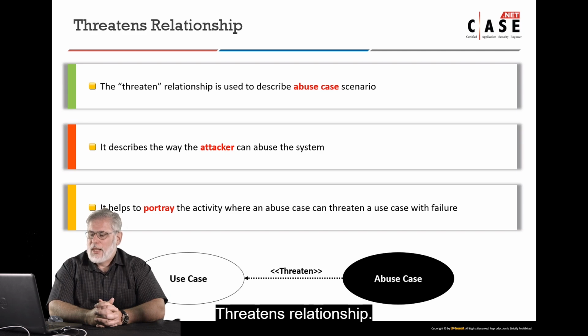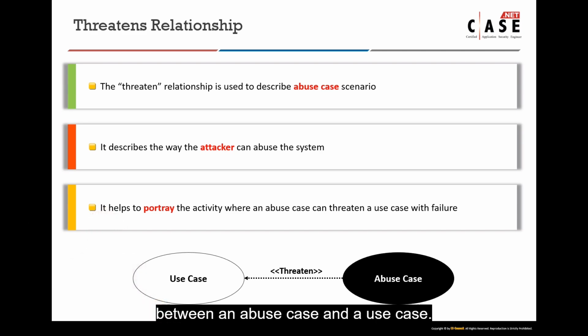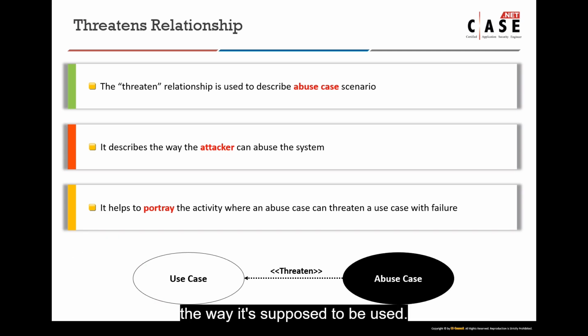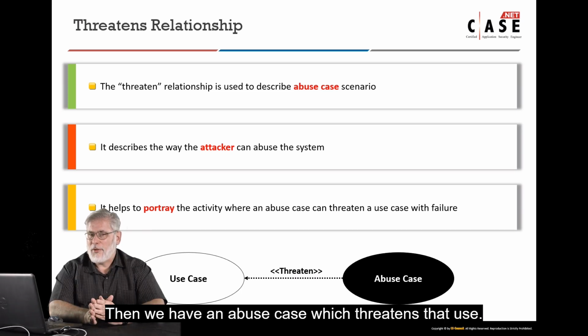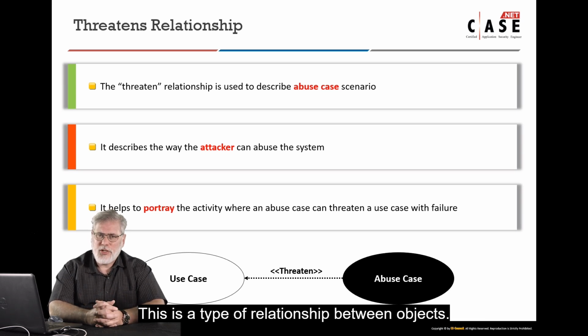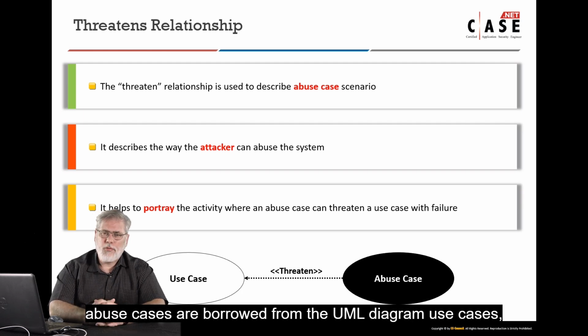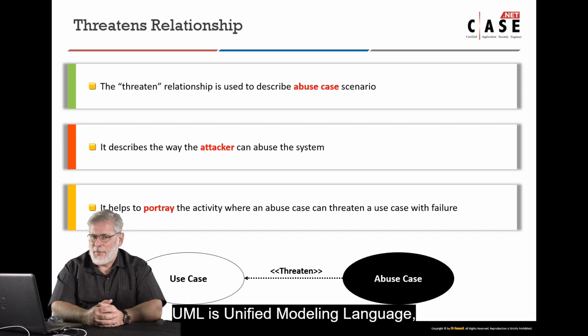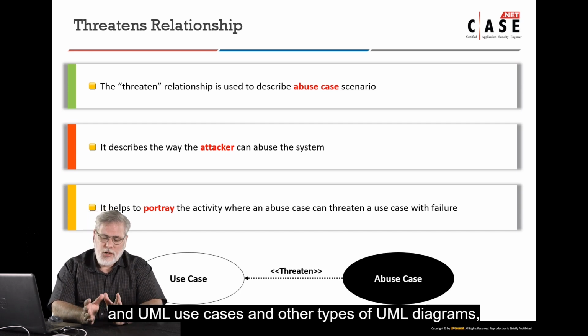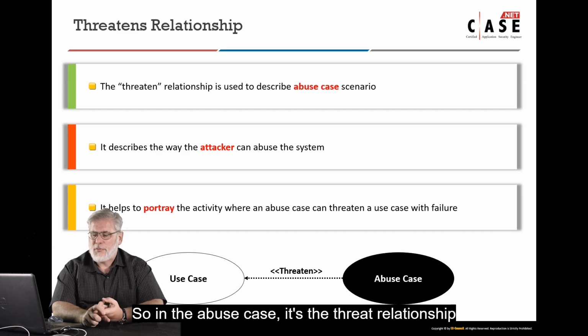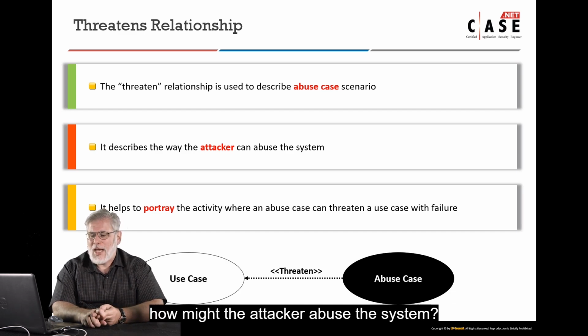Threatens relationship. That is a particular connection between an abuse case and a use case. It basically says, on the one hand, we have this use case, the way it's supposed to be used. Then we have an abuse case which threatens that use. This is a type of relationship between objects. Now, as we're going to see, abuse cases are borrowed from the UML diagram use cases. UML is Unified Modeling Language. And UML use cases and other types of UML diagrams depend on relationships. So in the abuse case, it's the threat relationship that's most important. How might the attacker abuse the system?